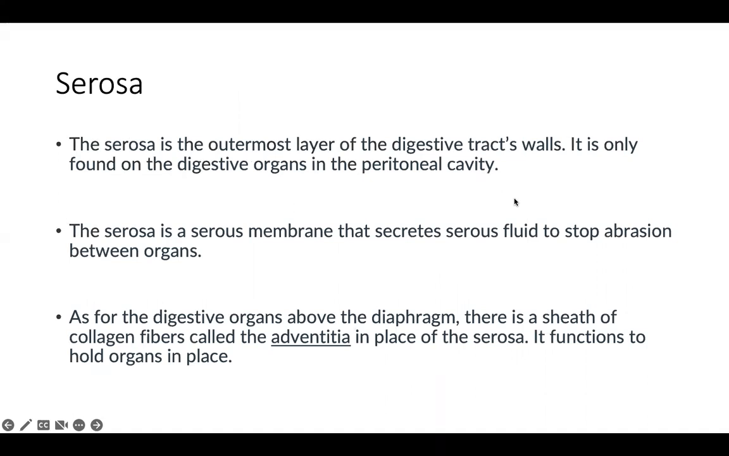For the serosa, it is the outermost layer of the digestive tract. And it is only found in the digestive organs in the peritoneal cavity, which is around the abdomen area. The serosa is a serous membrane that secretes serous fluid to stop abrasion between organs. And as for the digestive organs above the diaphragm, there is a sheath of collagen fibers called an adventitia, which goes in place of the serosa, and it functions to hold the organs in place.